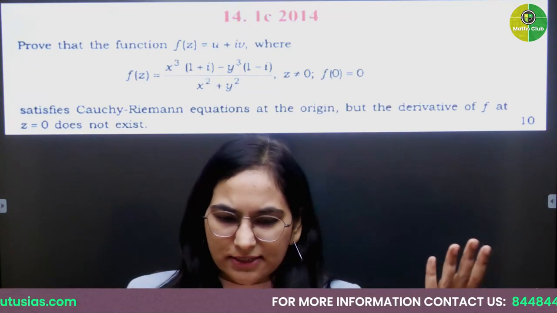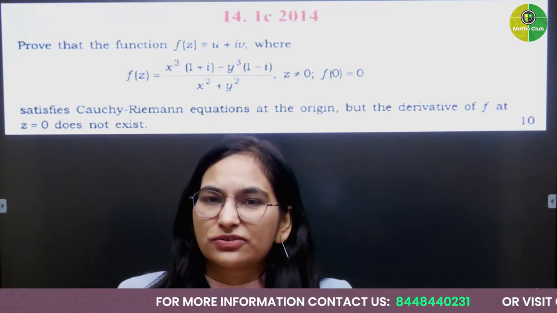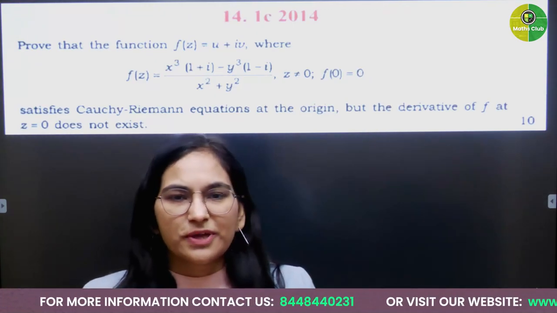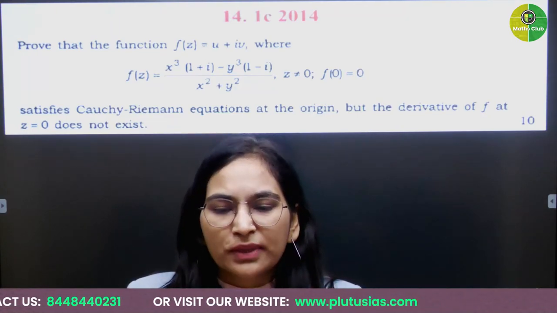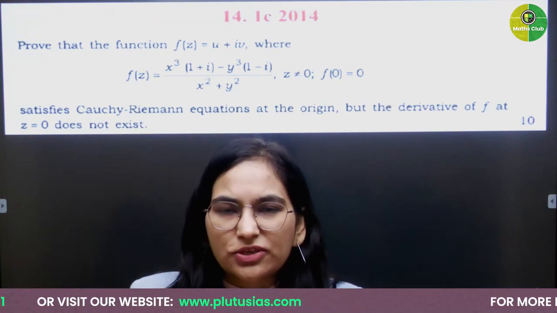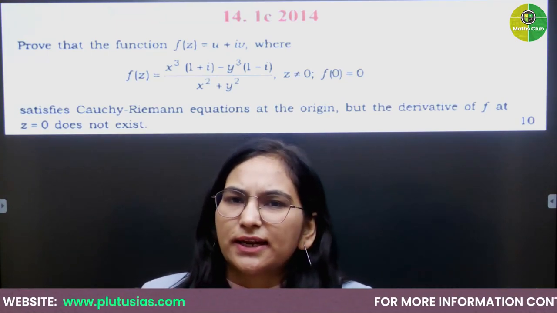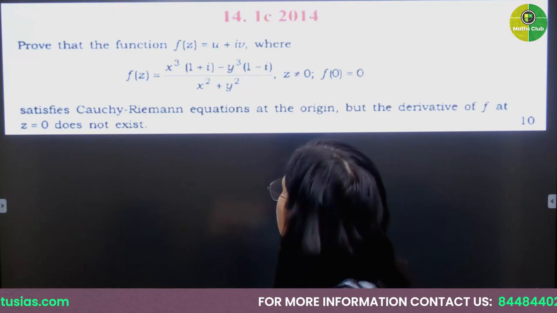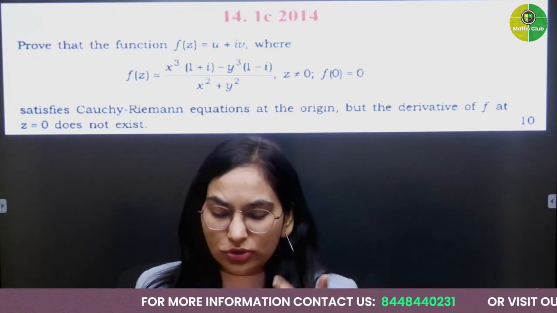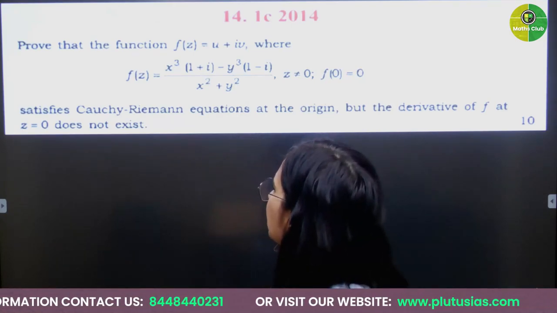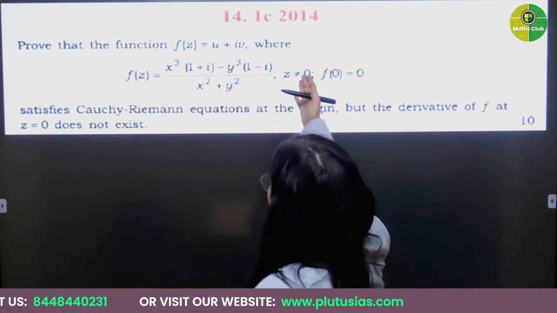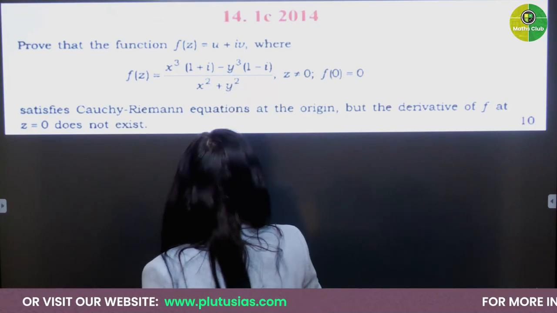So in the last lecture, that was the thing, and in this lecture we are going to do questions based upon the CR equation and continuity and differentiability of analytic functions. UPSC usually asks this type of question, which I have taken from the 2014 paper 2 of maths optional. In this question they have said that this is a particular function which is of the type u plus iota v.